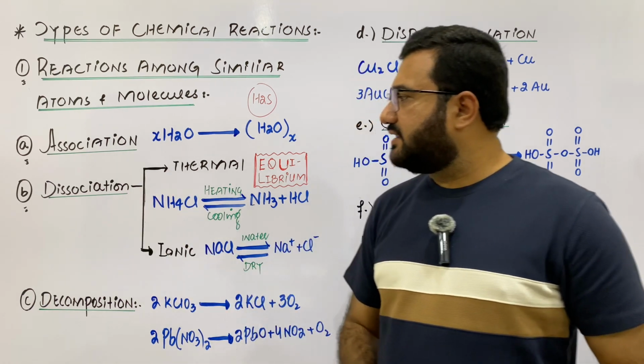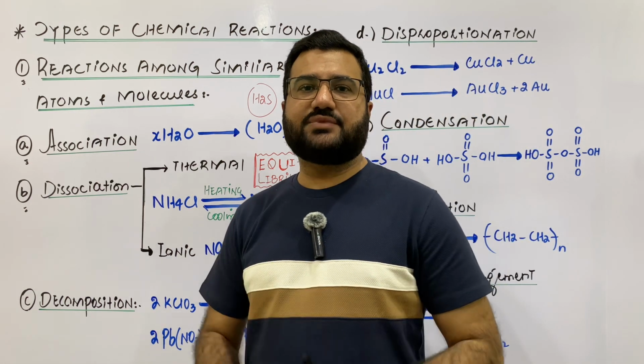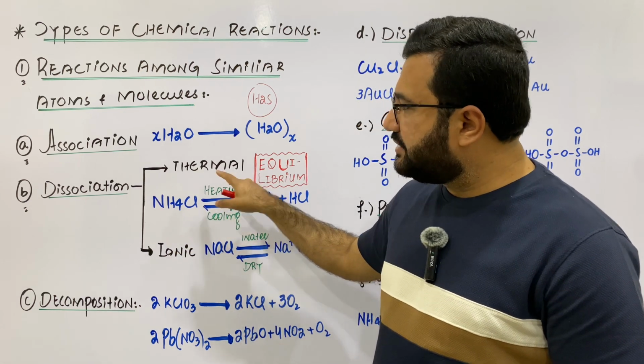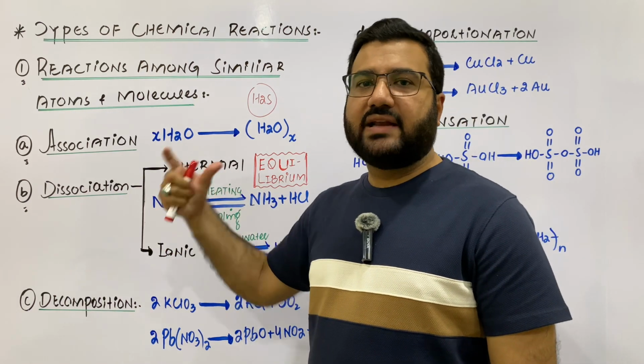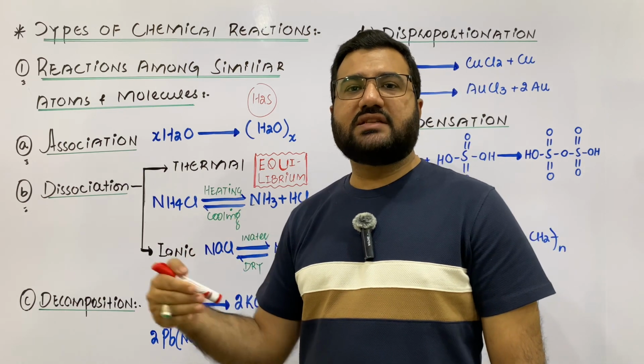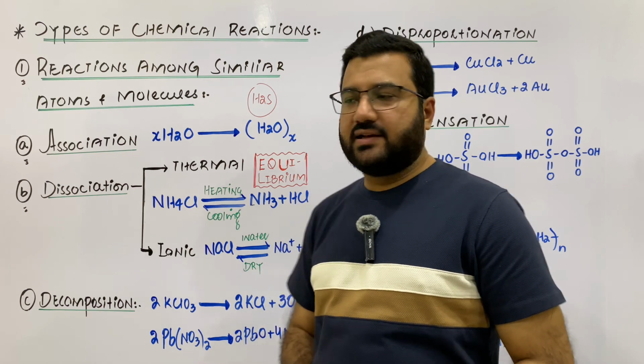The second type are the dissociation reactions in which the degradation of a chemical substance takes place. Now the dissociation may be thermal, in which a molecule is broken down by heating, or it may be ionic, in which some ionic compound is dissolved in the polar solvent and it is ionized to the cations and anions.